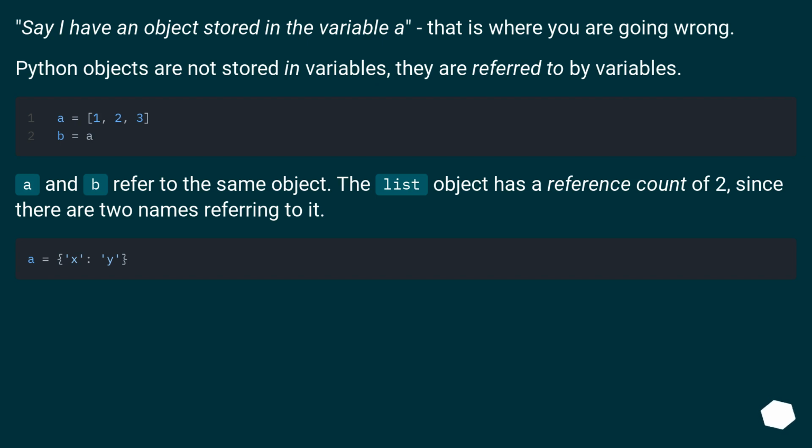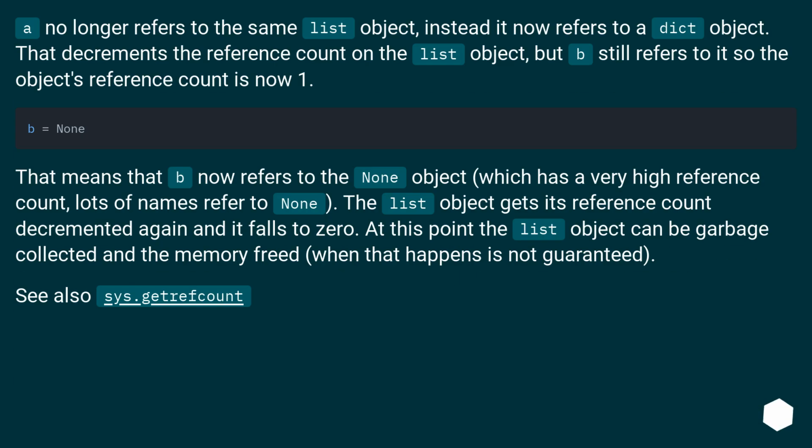You say you have an object stored in the variable a, that is where you are going wrong. Python objects are not stored in variables, they are referred to by variables. a and b refer to the same object. The list object has a reference count of 2, since there are 2 names referring to it. Now a no longer refers to the same list object, instead it refers to a dict object. That decrements the reference count on the list object, but b still refers to it, so the object's reference count is now 1.